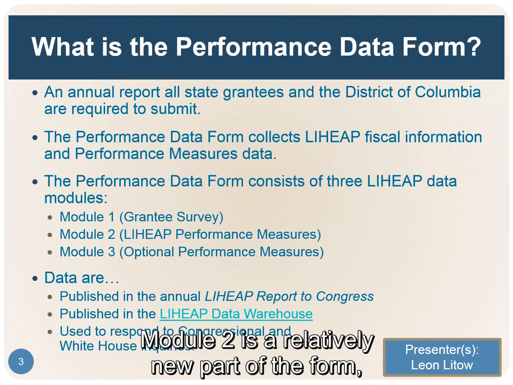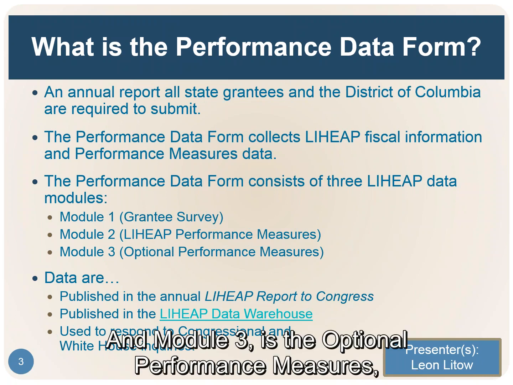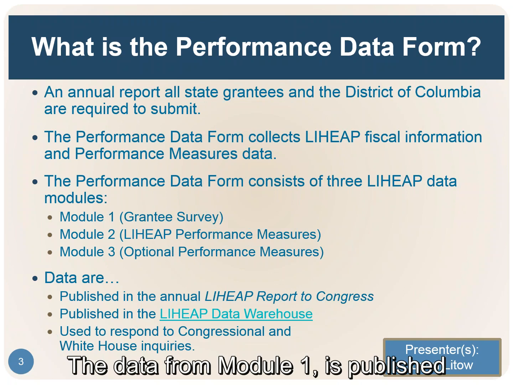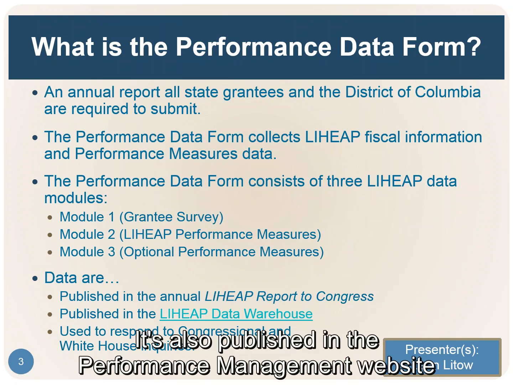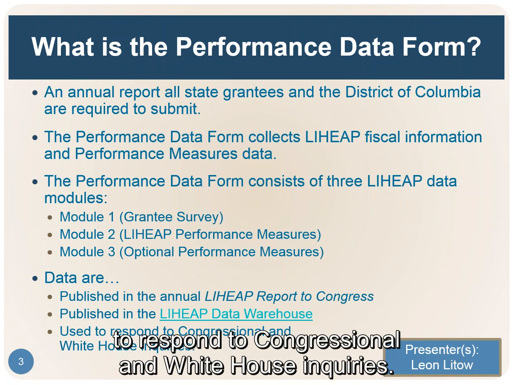Module 2 is the relatively new part of the form, dealing with LIHEAP performance measures that you're required to report on. And module 3 is the optional performance measures that you can, if you choose so, complete. The data from module 1 is published in the annual LIHEAP report to Congress. It's also published in the performance management website's LIHEAP Data Warehouse, and we use it a lot to respond to congressional and White House inquiries.